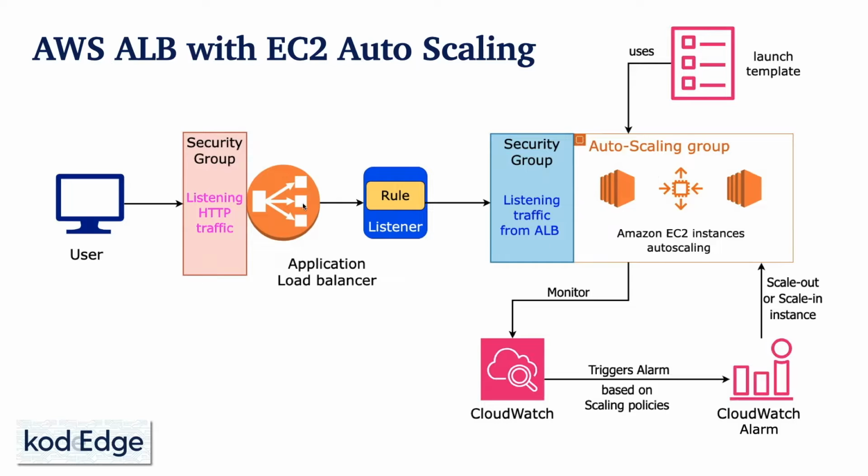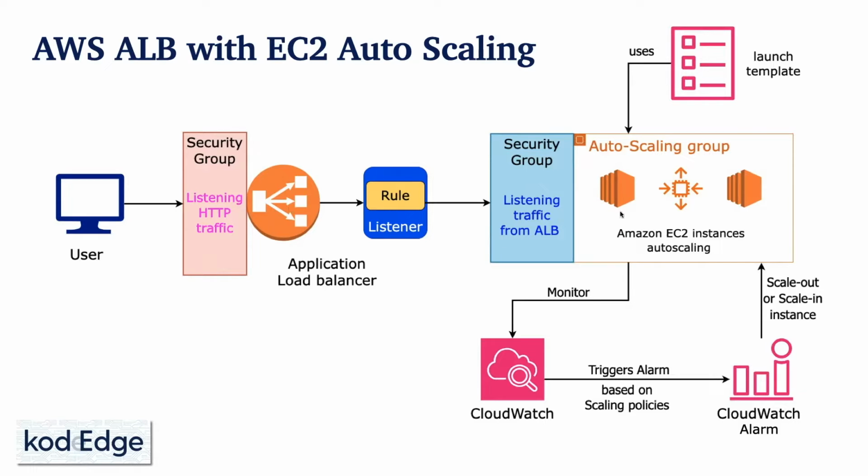After that, we will create the application load balancer. Then we will create a security group for the application load balancer, which will accept HTTP traffic from anywhere. Then we will also create security group for our autoscaling group, that is for our underlying EC2 instances, which will accept traffic only from the application load balancer.